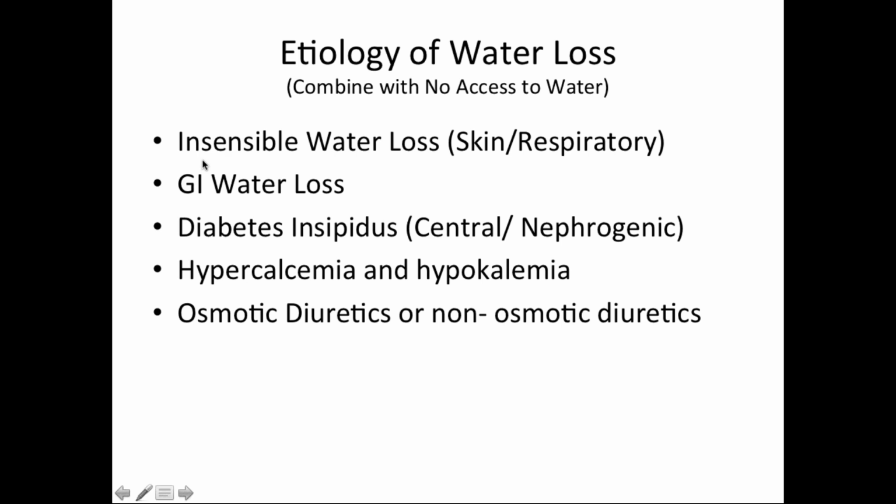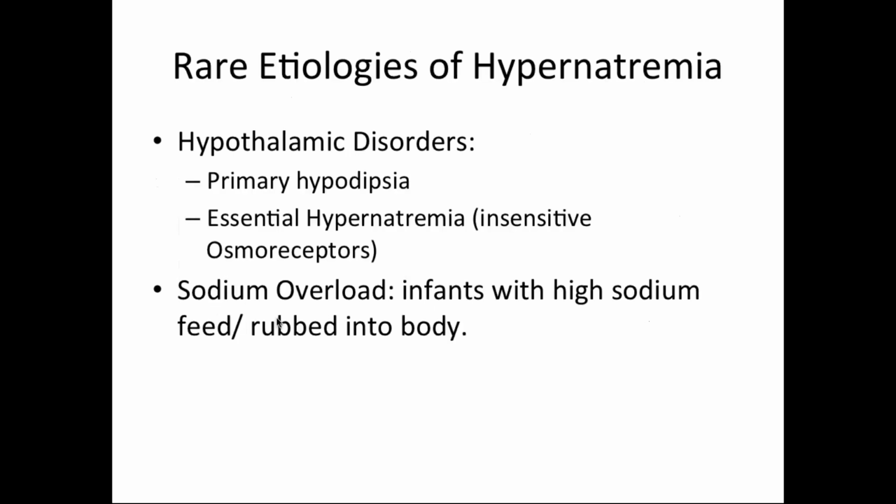The sources of water loss could be insensible water losses like skin and respiratory. They could be GI water losses through diarrhea or vomiting. They could be diabetes insipidus with urinary water losses, central or nephrogenic diabetes insipidus. Hypercalcemia and hypokalemia also cause free water loss. And osmotic diuretics as well as non-osmotic diuretics can cause free water losses.